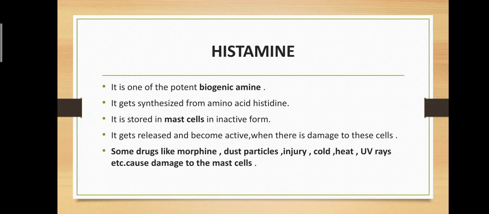Next point, histamine. It is one of the potent biogenic amines. It gets synthesized from the amino acid histidine. It is stored in mast cells in inactive form. It gets released and becomes active when there is damage to the cells. Some drugs like morphine, dust particles, injury, cold, heat, UV rays, etc. cause damage to the mast cells.